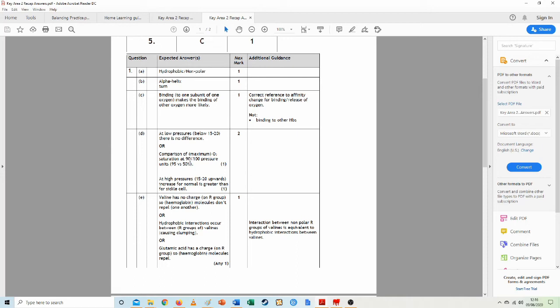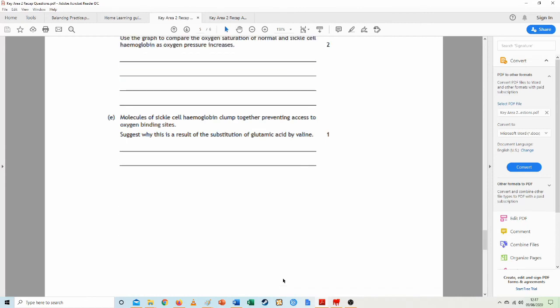The other mark is for a comparison of the saturation at high levels, so that's me comparing that 50%, or just stating that at high pressures, the normal saturation is greater than the sickle cell saturation. That's how you get the 2 marks for that one. Now, this question was fantastic. It was really quite brutal.